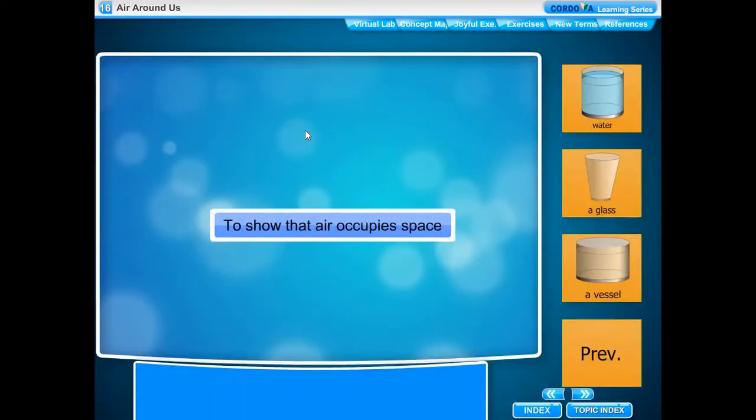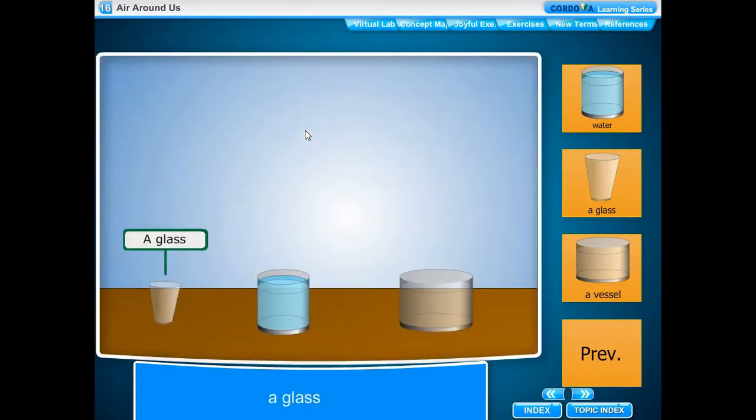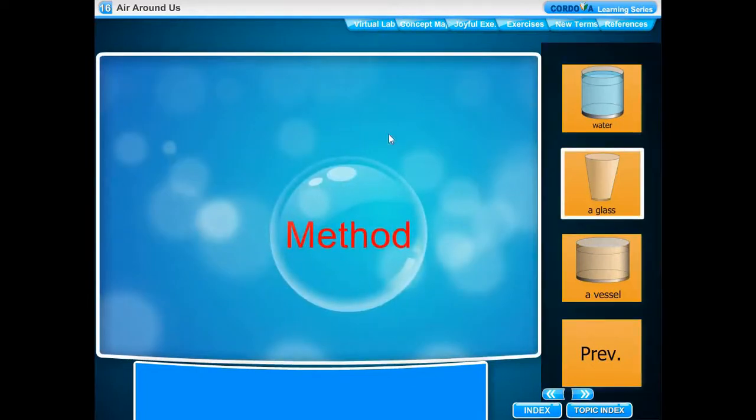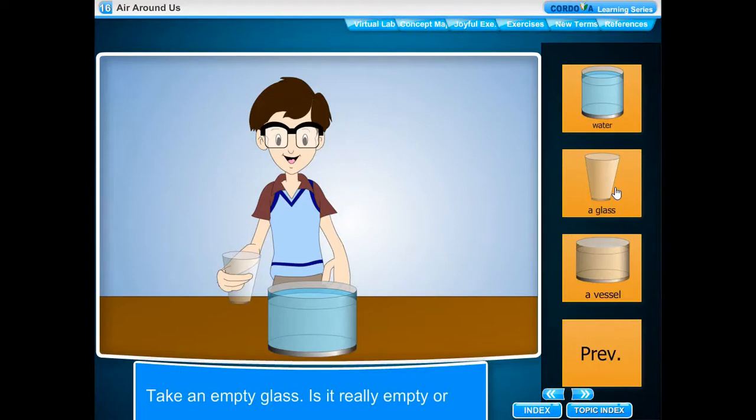Activity 2. To show that air occupies space. Things needed: a glass, water, a vessel. Method: take an empty glass. Is it really empty or does it have something in it? Hold this glass in an inverted position, with its open mouth facing downwards.